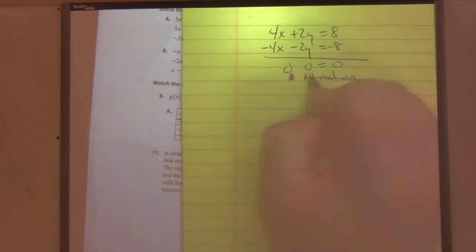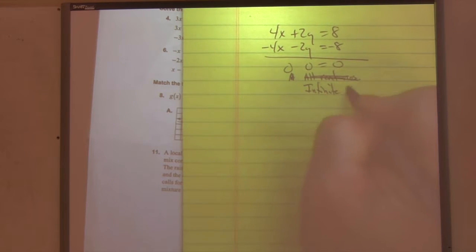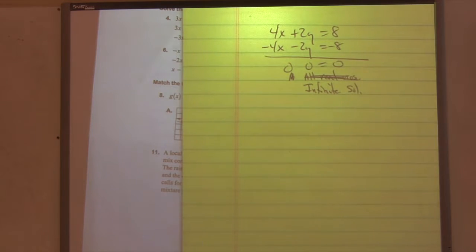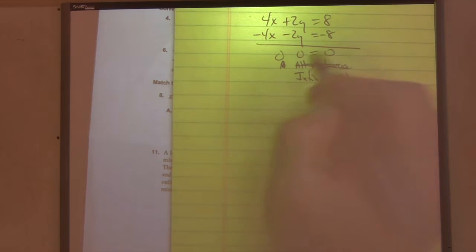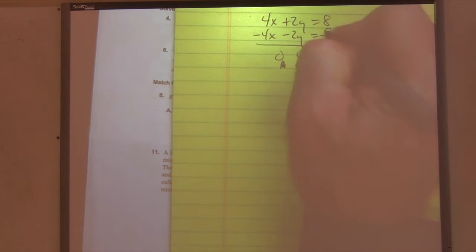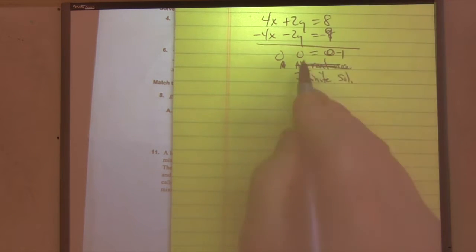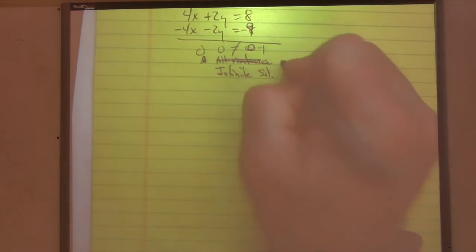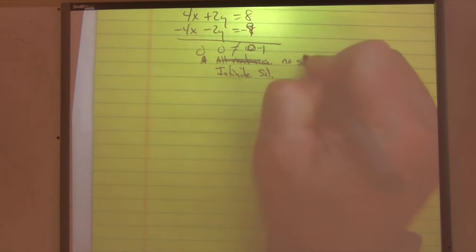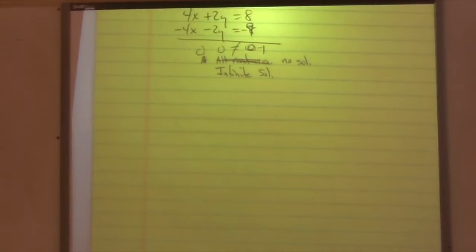Actually, a better way to put it would be to put infinite solutions, because the intersection would be a line. So let's do that as infinite solutions. And then if by chance this would have been a negative 9 and I get negative 1 where they're not equal, well, if it's not true, then that means there is no solution that works for it. All right?